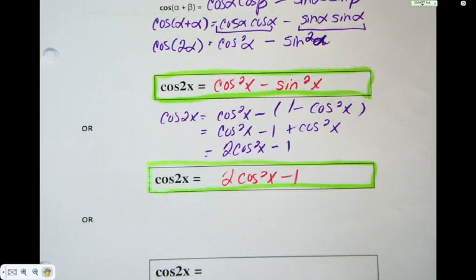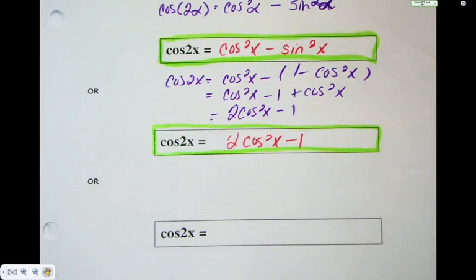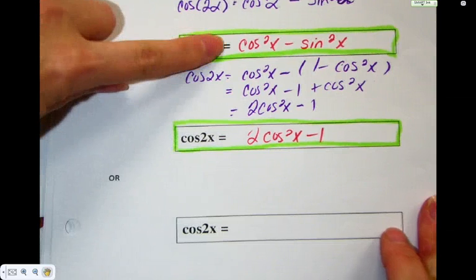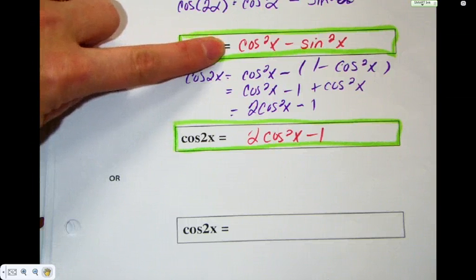What? There's 2 different formulas? Oh no, just wait, there's 3. So I'm going to go back to this first one. I'm going to do the opposite of what we just did. This time I want to keep sine. I want cos out of there. So how can I get cos squared out and maybe something with sine in?